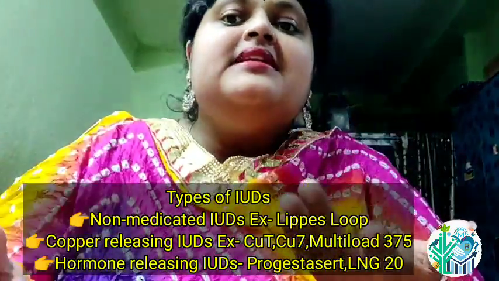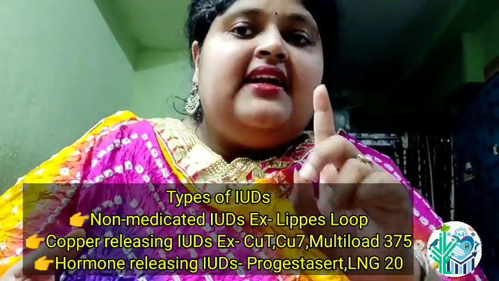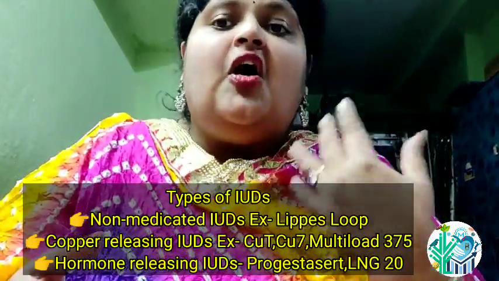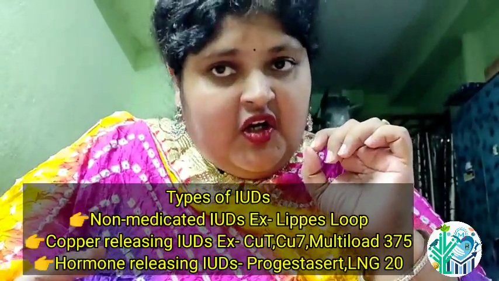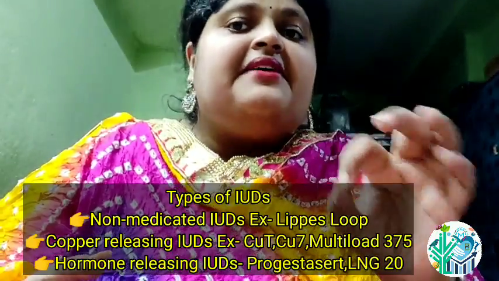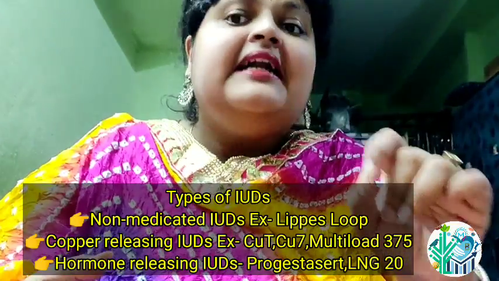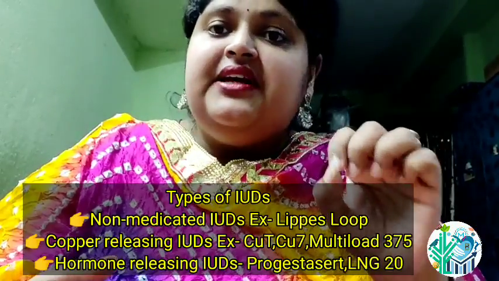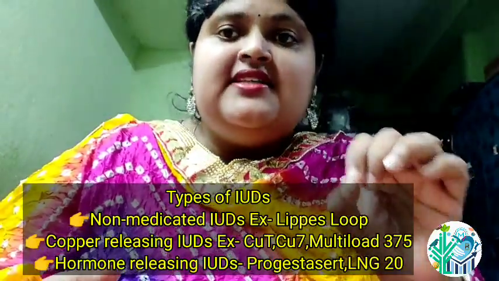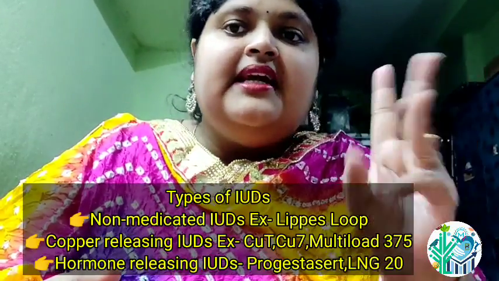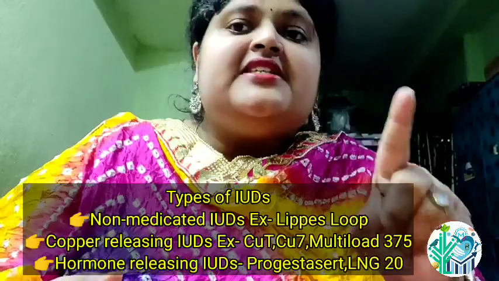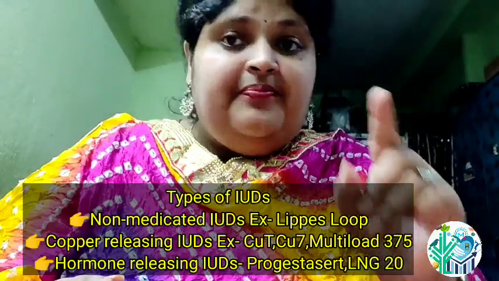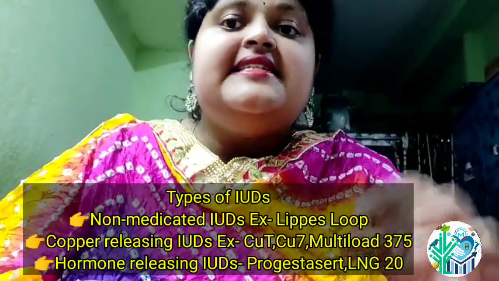So what are the examples? पहला non-medicated IUDs का example है lips loop. Second, copper releasing IUDs का example है copper T, copper 7 and multi-load 375. Third, hormone releasing IUDs. Hormone releasing IUDs का example है, there are two examples, Progestasert and second is LNG20.